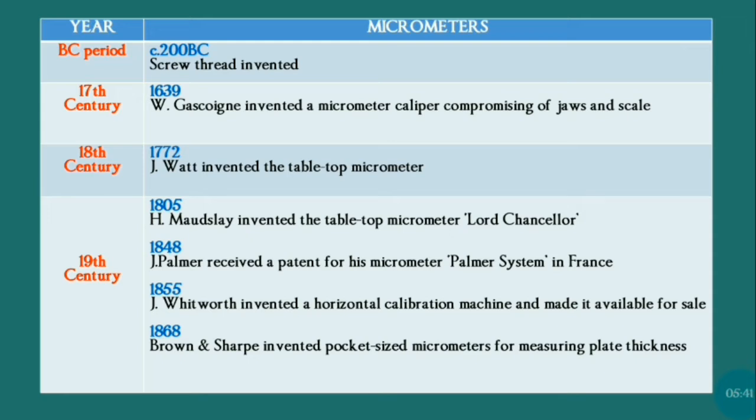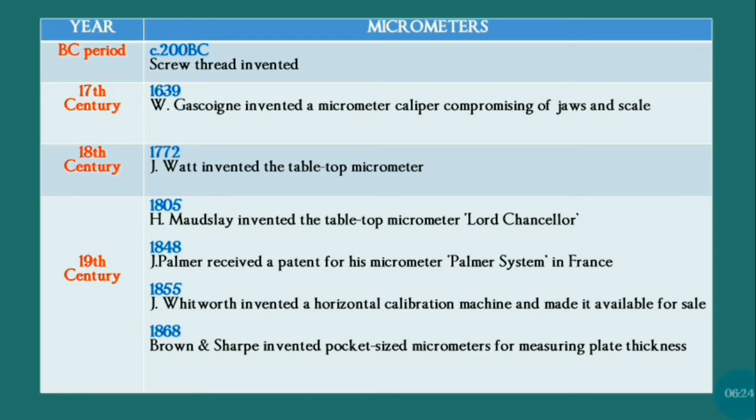Next, in 17th century, specifically in 1639, William Gascoigne invented a micrometer caliper comprising of jaws and scale. The system comprised of a rotating handle attached to the end of the threaded rod connected to a movable jaw. A reading was achieved by counting the revolutions of the handle against an attached disc. The disc divided one rotation into 10 equal parts. Thus, he could measure the distance covered by the moving jaw with accuracy.